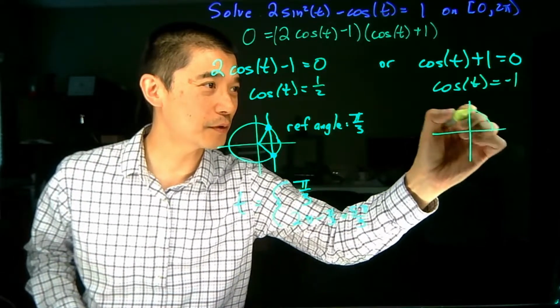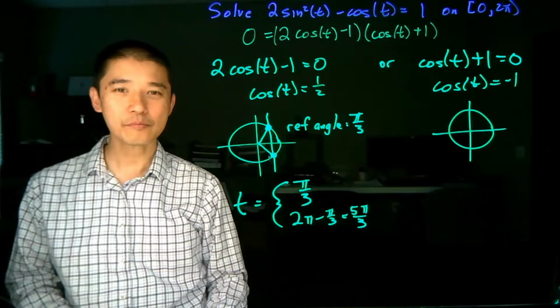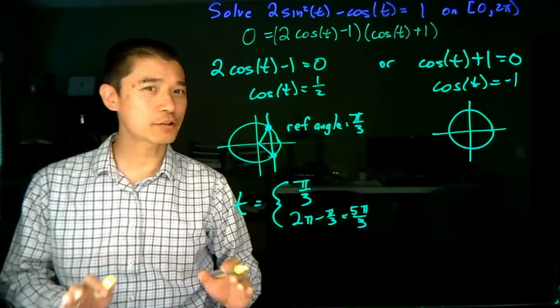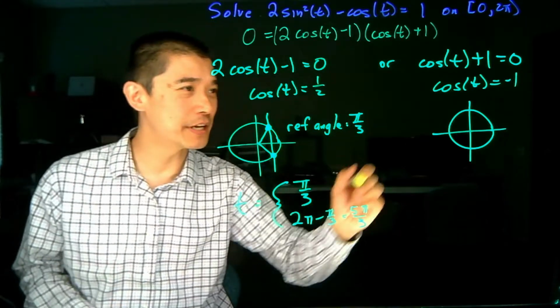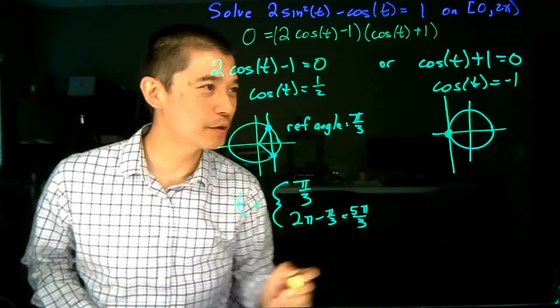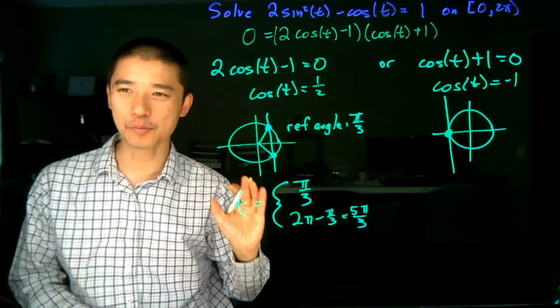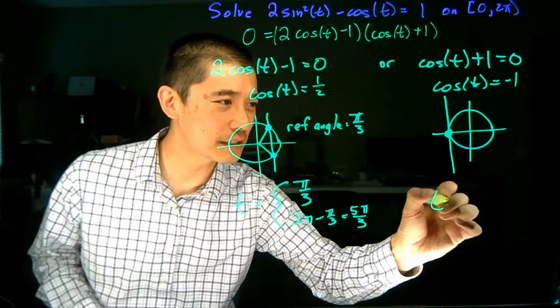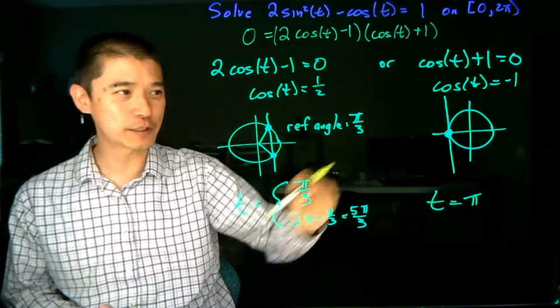Once again, focus on the unit circle picture. The cosine is the x-coordinate, and we want the x-coordinate to be -1. But since this is a circle of radius 1, we know that's going to be that point. So in fact, there's only going to be one solution from this part. t is equal to pi, and that comes from just looking at the picture.